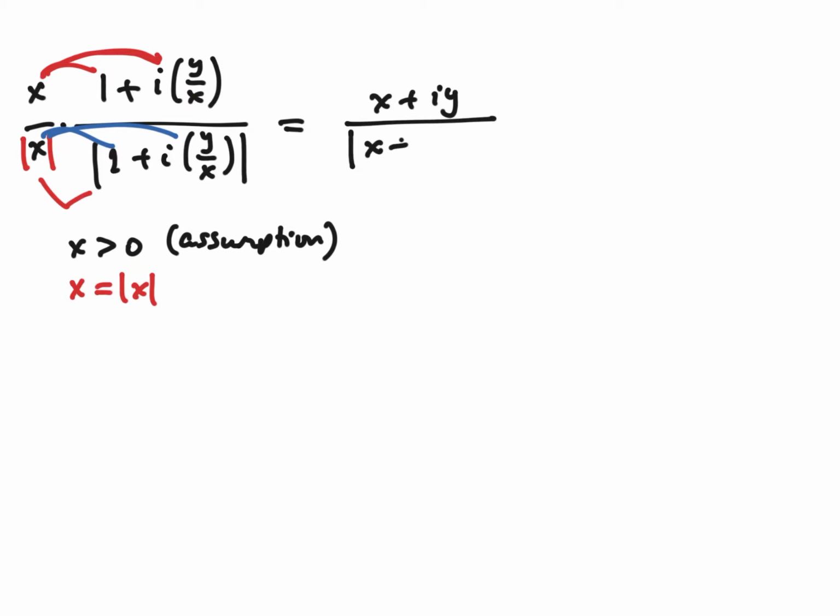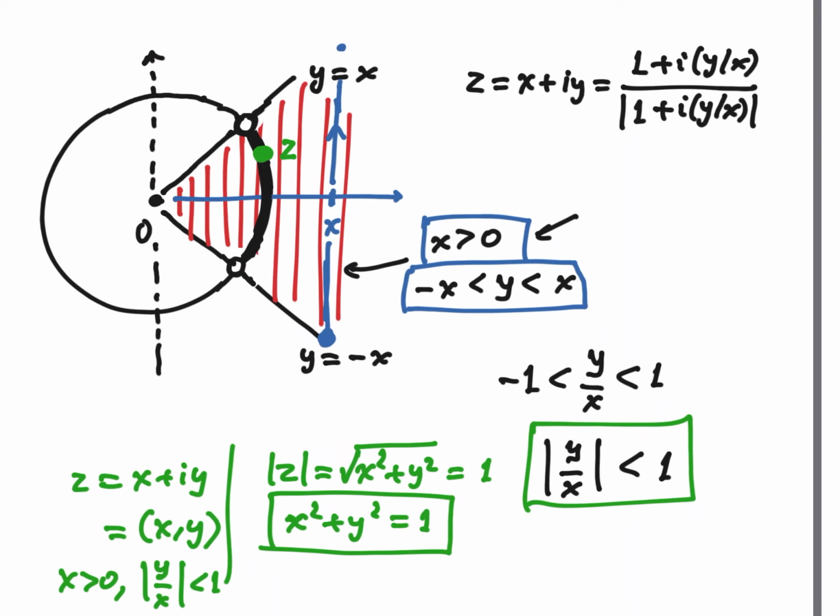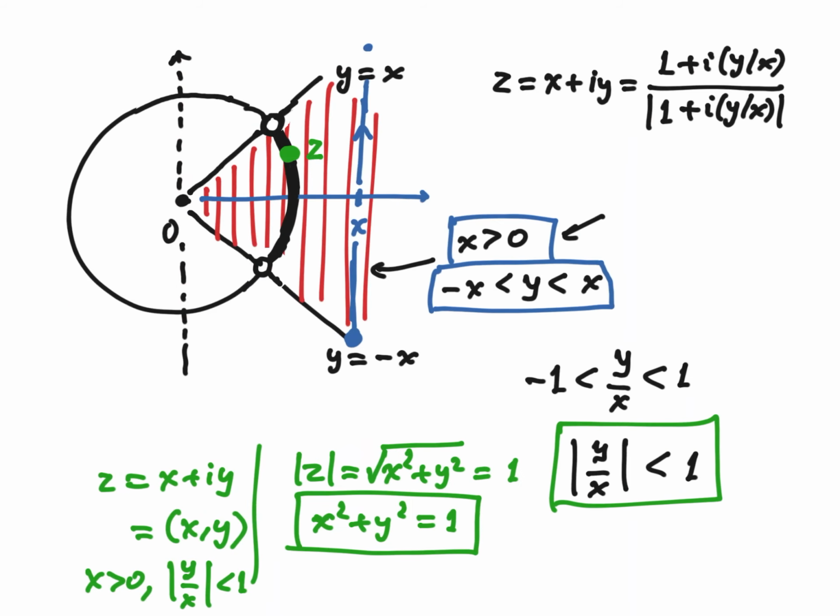So yeah, that'll be on top. And on the bottom you'll have the exact same expression, but inside the modulus sign. Okay. But then don't forget the modulus is this. And we know that that's equal to 1 because of the way we chose the point z. So indeed, it's a correct expression for z.